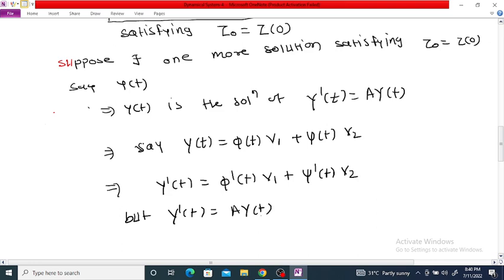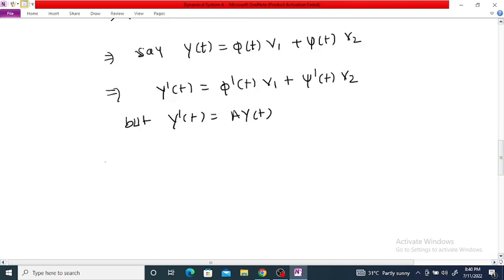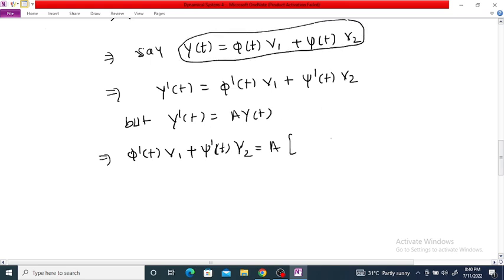So this implies, if we substitute y dash t here, what is y dash t? Phi dash t v1 plus psi dash t v2, and what is A times y of t? What is y of t? I am highlighting, so here this is the y of t. What is y of t? Phi of t v1 plus psi of t v2.